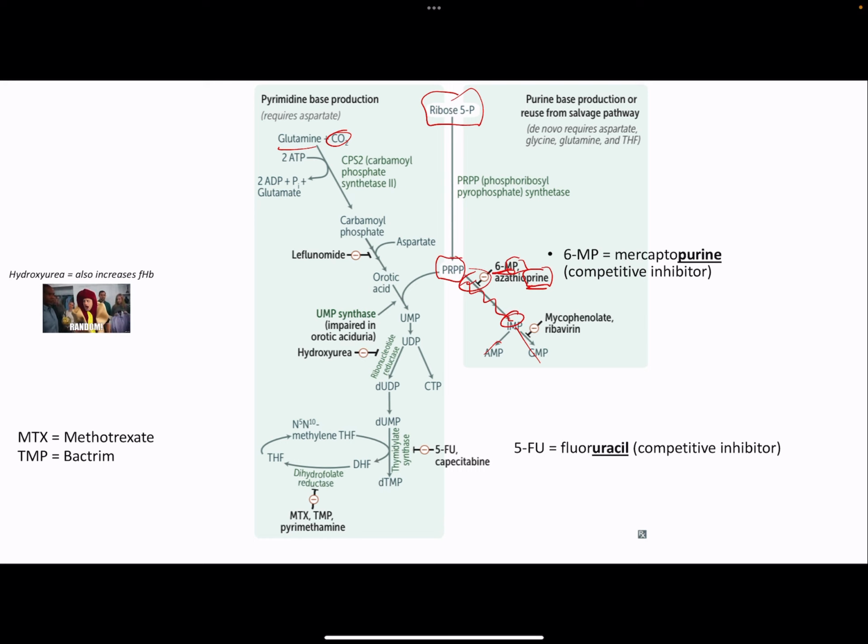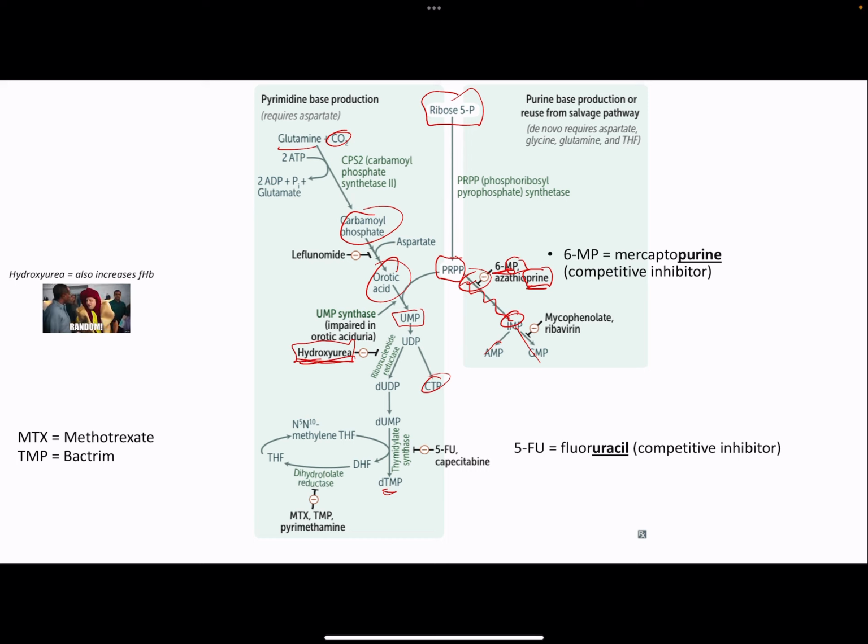CPS2 makes carbamoyl phosphate, combined with aspartate via aspartate transcarbamylase. We make orotic acid. We now combine that with a PRPP to make the uracil. Ultimately, that makes cytosine. And we want to make a thymine, but remember, we've got to do ribonucleotide reductase. Well, hydroxyurea, kind of random, will inhibit ribonucleotide reductase.